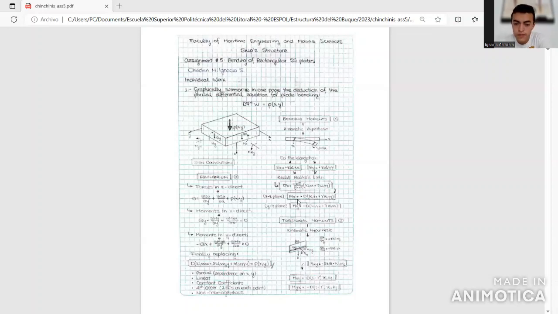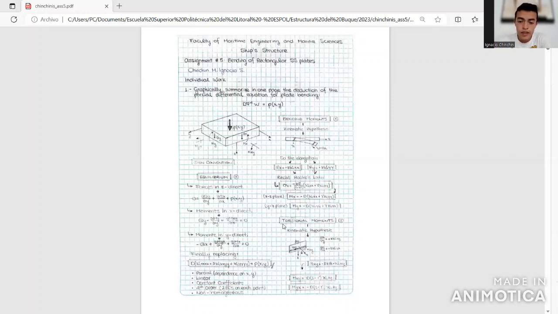per unit width. So this is equal to minus D, where D is the bending rigidity of the plate, times the second derivative with respect to x of the deflection, plus the Poisson ratio multiplied by the second derivative with respect to y of the deflection, and in the same way for the moment per unit width in y.